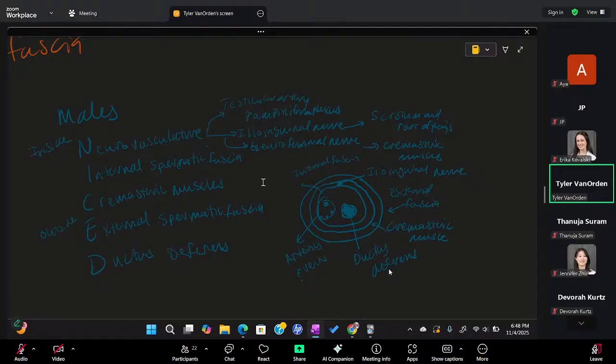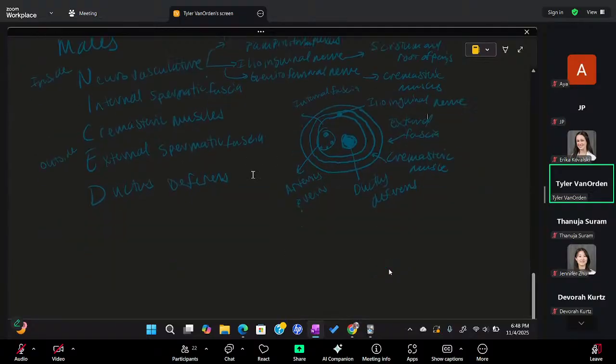In females, the main difference is that in the superficial inguinal ring, you're going to have the round ligament of the uterus, and that's it. That's the main difference.